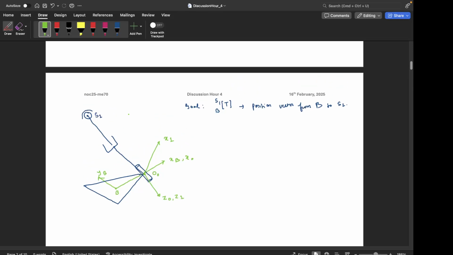Now this is x1, and x2 we can draw parallel to x1, right? So this is x2, right? Now z2 is basically along this prismatic joint, so this is link 1 and this is link 2, right? There are two links only, link 1 and link 2. So z2 is along the prismatic joint, this is z2, right? So since there are two links, we assign frames here.